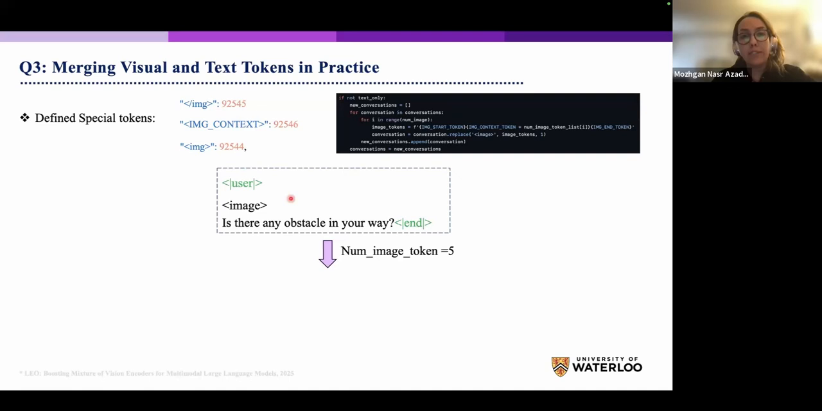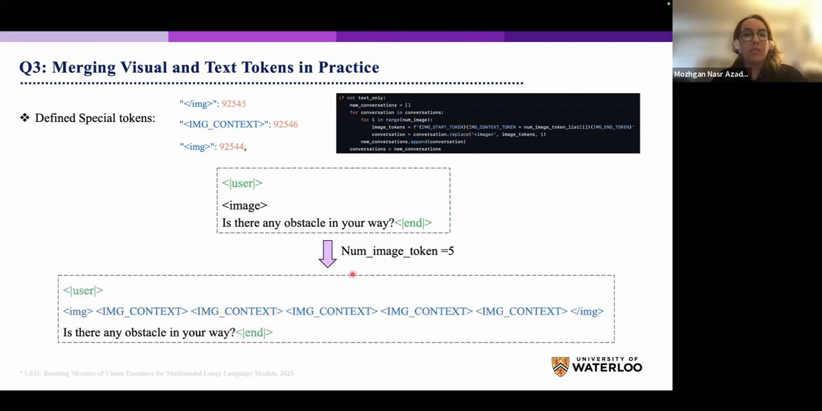So in detail, if we have a user prompt that is an image placeholder plus a question, is there any obstacle in your way? And let's say that the number of image tokens in our model is 5. In reality, for the case of Leo, it's 512, but for description purposes, let's just consider that the number of tokens we use to describe each image in our model is just 5. So this part of the code is basically doing this: replacing the image placeholder in the conversation with these special tokens. Because we have only one image, we have one start of the image, one end of image, and 5 repeated times of the special image context token.